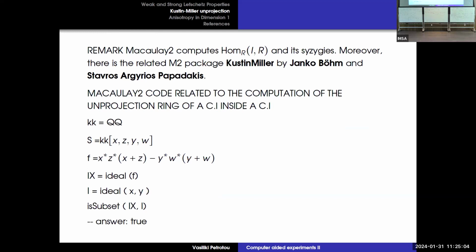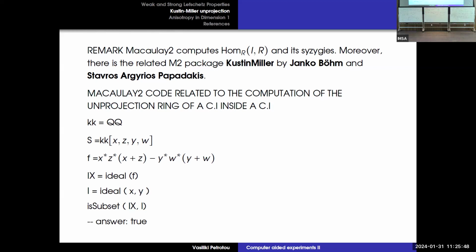As Mark says, Macaulay2 computes the code and the resolution as a module. But there's also a Macaulay2 package which does the same thing and is much more than that, called Pushkin-Miller. It is created by Jack Bell and Stanford Combinatorial. We don't use the package here, but if you're interested, you can check the website to see more details, and also the related paper in the journal.